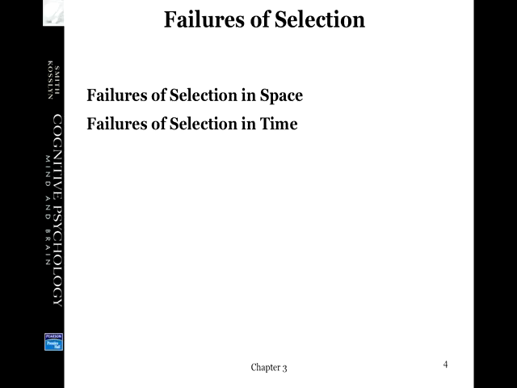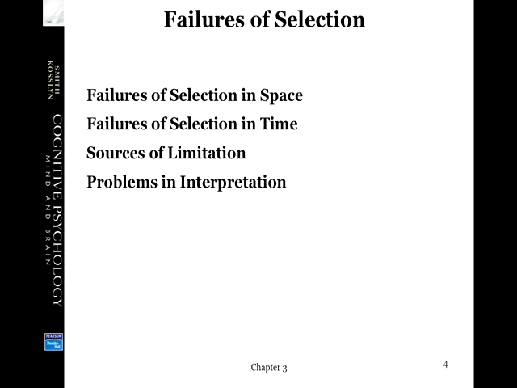So failures of selection happen in space, so that's your visual field, all the things around you. In time, which is still kind of a visual event, but talking about how things change across time, where that limitation comes in, and then how we have problems with that sort of interpretation.